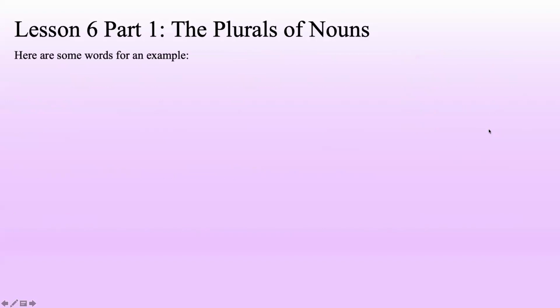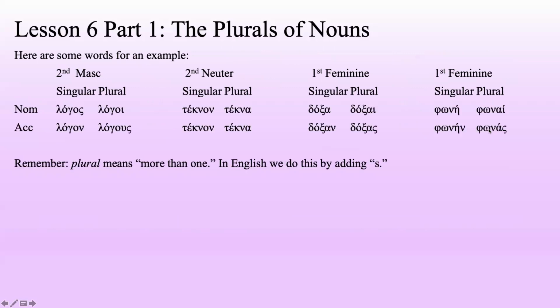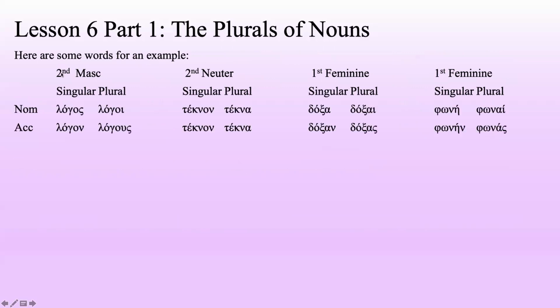Here are some words for an example. So second declension masculine, singular nominative would be logos, masculine singular accusative is logon. Masculine plural nominative is logoi, masculine plural accusative is logous. In the second declension for neuter, the singular nominative is teknon and the singular accusative is teknon. Neuter plural nominative, tekna, neuter plural accusative, tekna. Remember, in the neuter, the nominative and accusative are always the same.